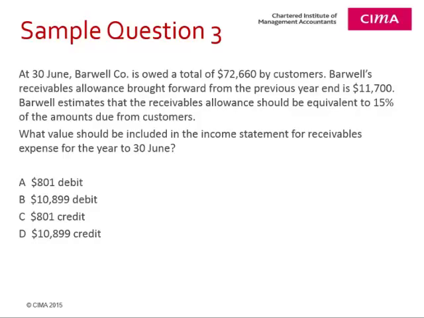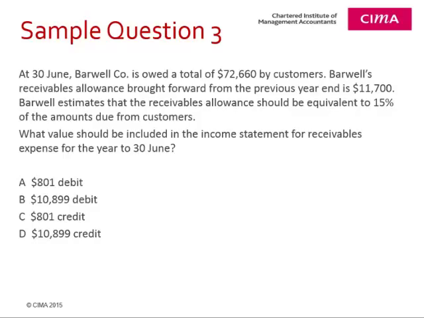At the 30th of June, Barwell Co. is owed a total of 72,660 by customers. Barwell's receivables allowance, brought forward from the previous year, is 11,700. Barwell estimates that the receivables allowance should be equivalent to 15% of the amounts due from customers. What value should be included in the income statement for receivables expense for the year to 30th of June? And there are 4 choices. 2 numbers, 801 and 10,000, and 2 choices, either debit or credit.